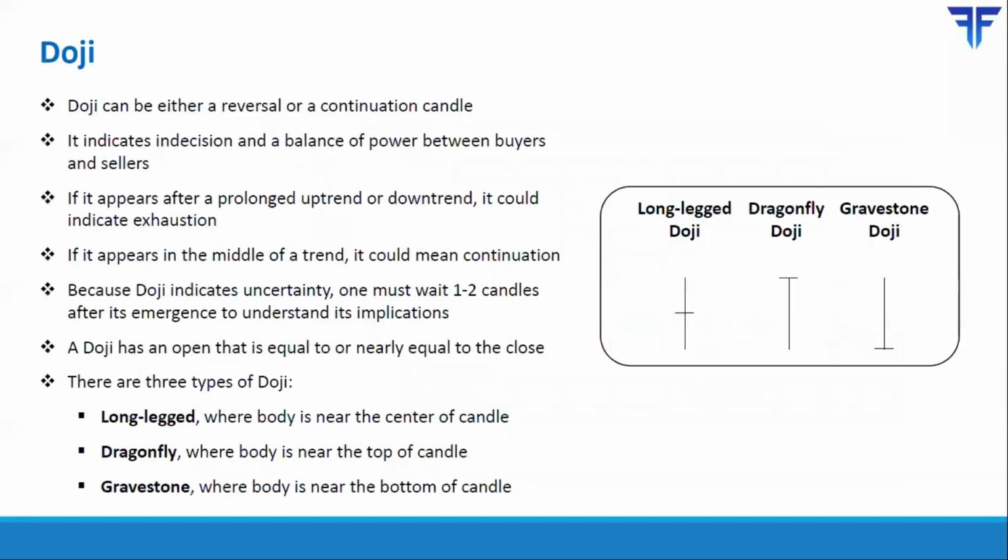So that's about doji. A doji could either be a reversal or a continuation candle. In most of the cases, it turns out to be a continuation candle, unless it appears after a very strong rally or decline, in which case the doji could signal exhaustion. The key thing to remember is that because a doji indicates uncertainty, you have to wait for at least 2 to 3 candles to emerge before deciding to act on the emergence of that doji.